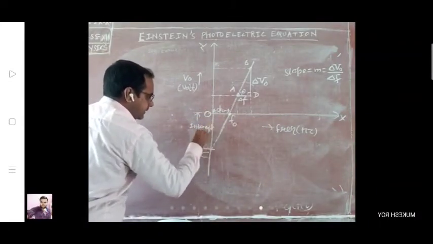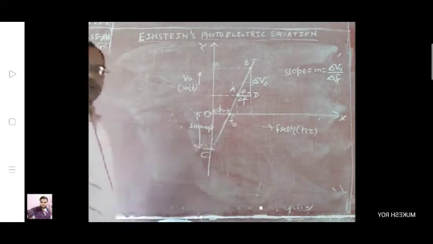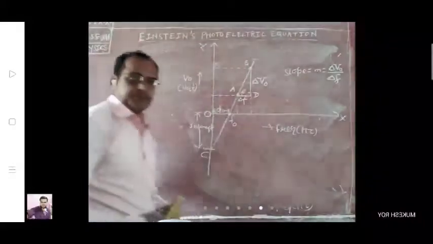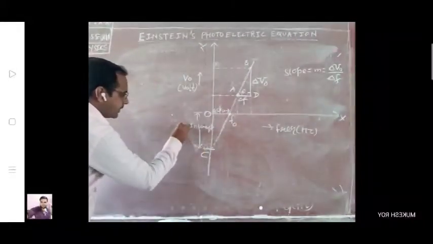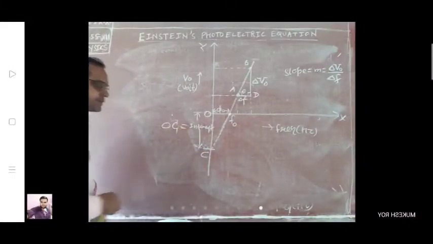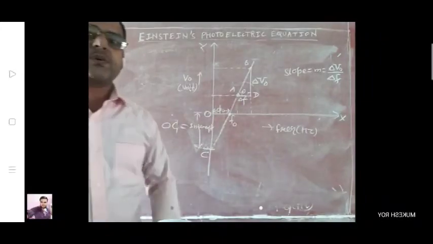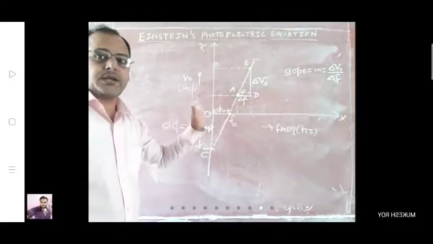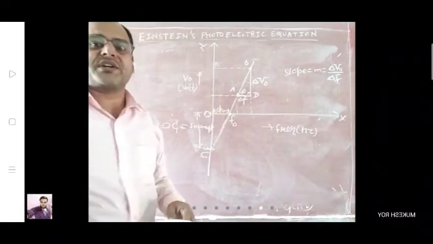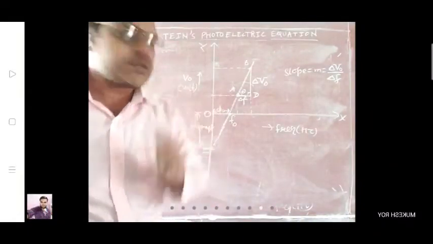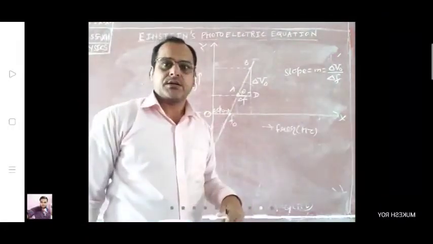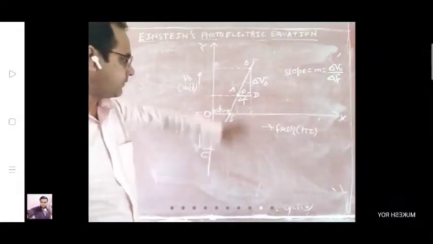We have written it on the graph first, okay? Now this is the intercept, this is the slope. And the intercept is equal to what? OC. Yes. Now, let us change the topic from the equation we had just now. And what is the topic? From here you have to find out or determine two things: first, the work function, and second, Planck's constant. So there will be determination of two things from this graph.